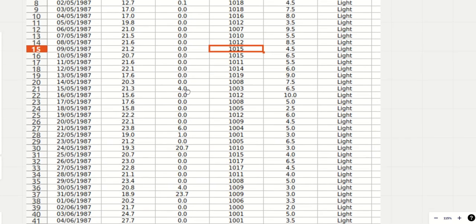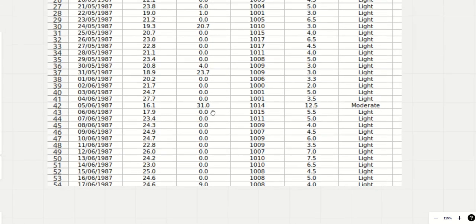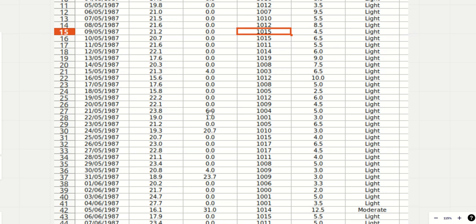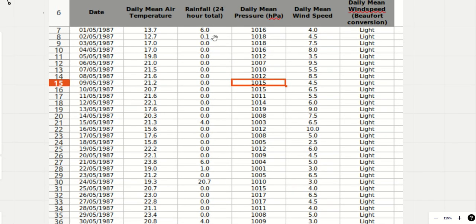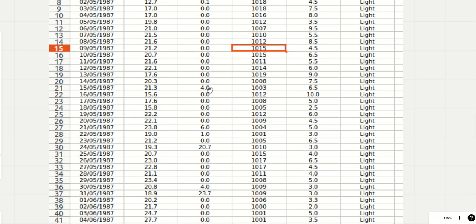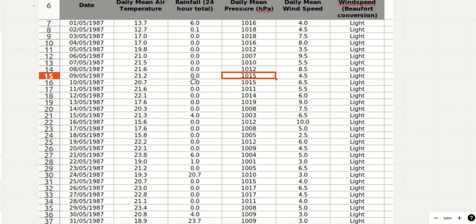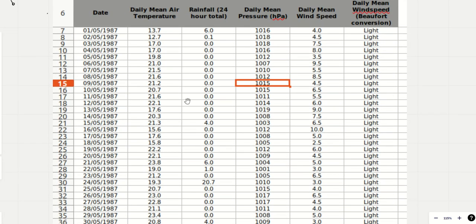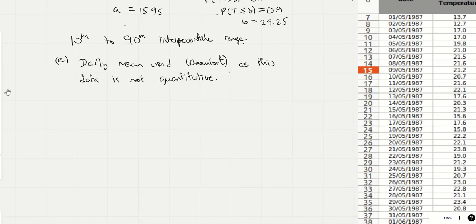But what you can say, look at the rainfall column. 0, 0, 0, 0, 0, 0, 0, 20, 0, 6, 0, 0, 0, 0, 0. Does that look like a normal distribution to you? No, it really doesn't. So another obvious one would be rainfall, since the data is heavily skewed to 0.